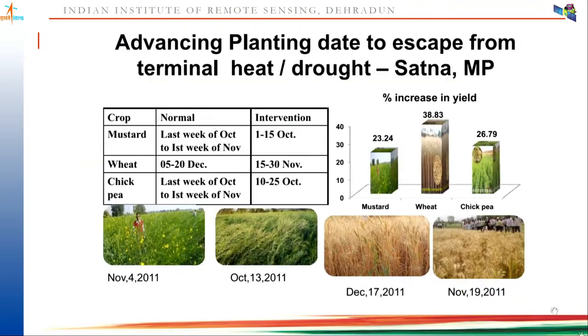Here you see they have evaluated how this adaptation, advanced planting, works. If you advance the sowing or planting of the mustard crop, wheat crop and chickpea crop, it will lead to an increase in yield, because advancing the crop sowing can lead to more availability of cooler temperature during the growing season, and so we can avoid intense heat stress during the critical period of grain formation.